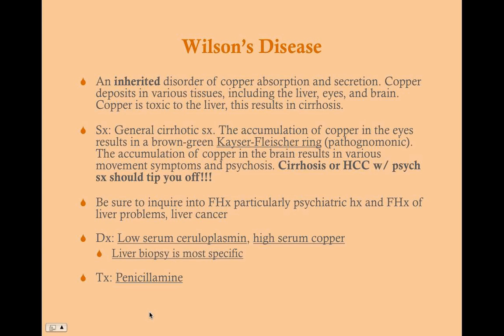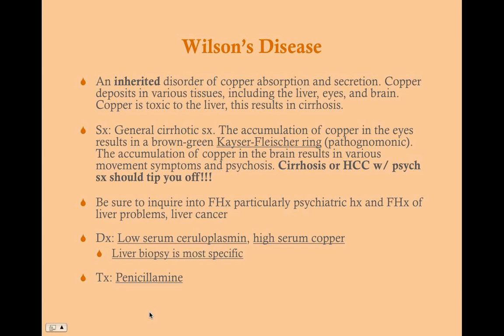Wilson's disease is an inherited disorder of copper absorption and secretion. Copper is a mineral that can deposit in various tissues, most notably the liver, eyes, and brain. Copper is toxic to the liver, causing inflammation and cirrhosis, so you'll have your general cirrhotic tissues.